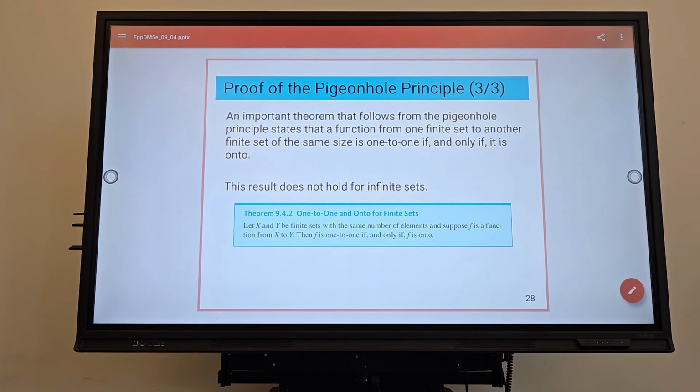So Theorem 9.4.2 states: let X and Y be finite sets with the same number of elements, and suppose f is a function from X to Y. Then f is one-to-one if and only if f is onto. And what onto means is explained in either chapter 6 or chapter 7. I can't remember which. But if you do those extra credit chapters, you'll get an explanation of that.